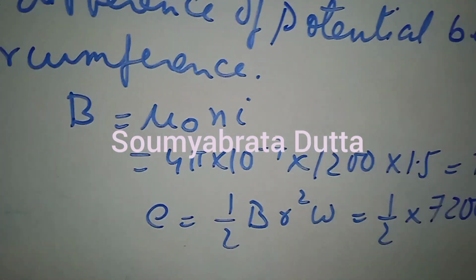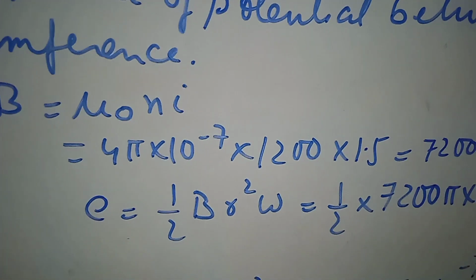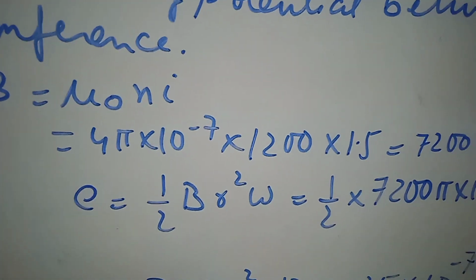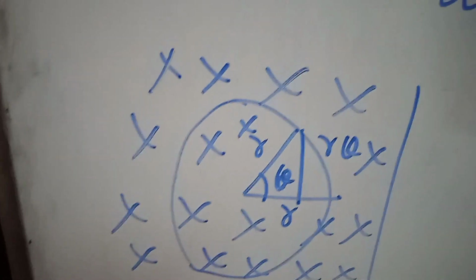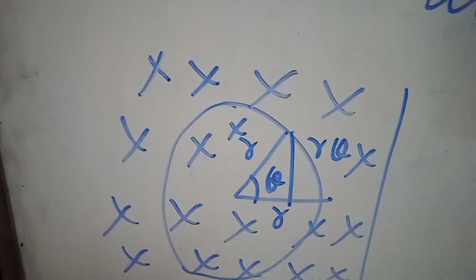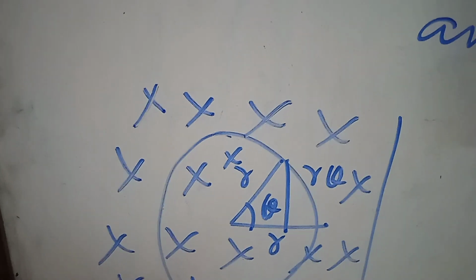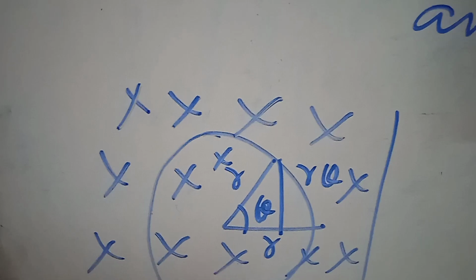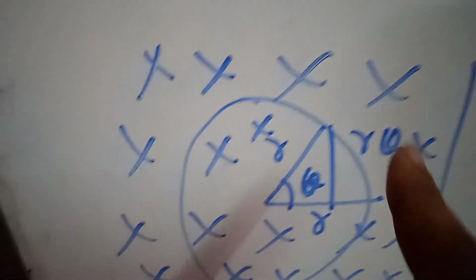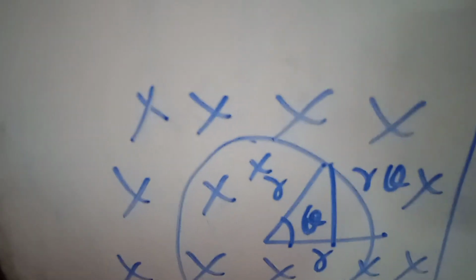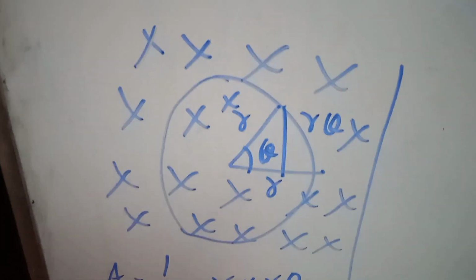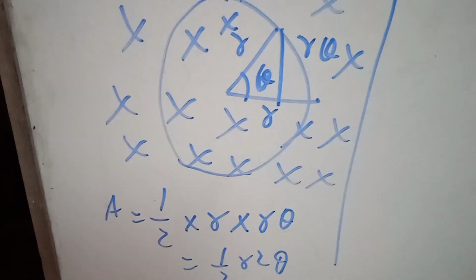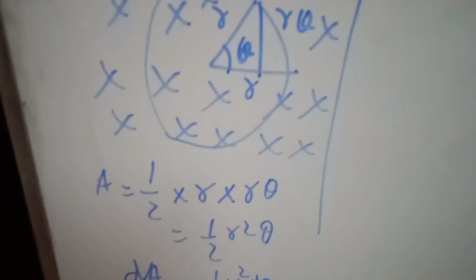Next, E equals half into B R square ω. First of all, we will show how this is coming. Suppose a conductor is rotating in a magnetic field through an angle θ with a radius of r. So r is this length, and r θ becomes this length. So the area of the triangle formed is half into r into r θ, that is half r square θ, that is the area.